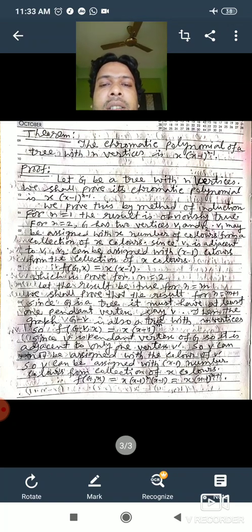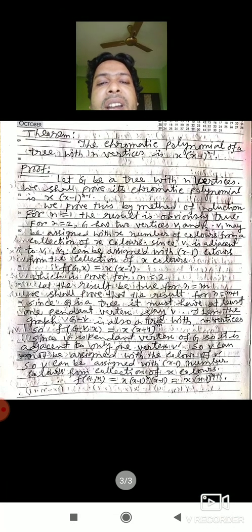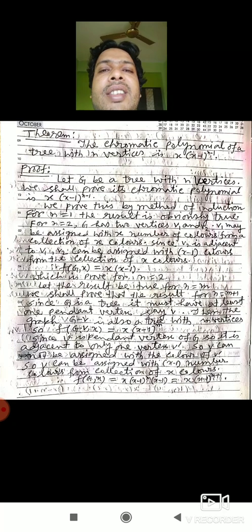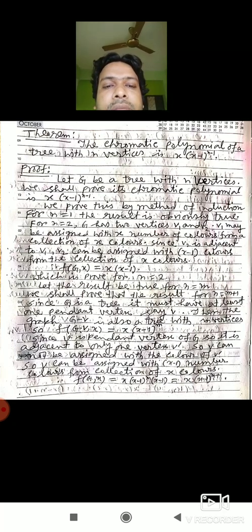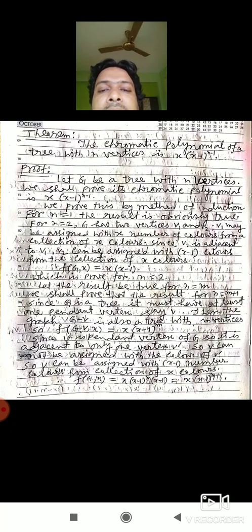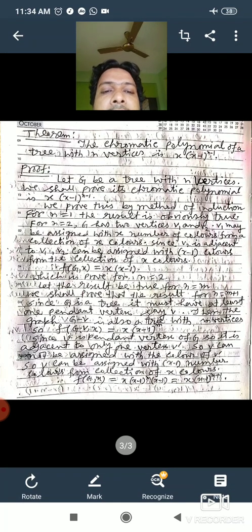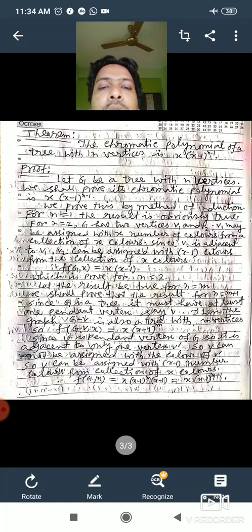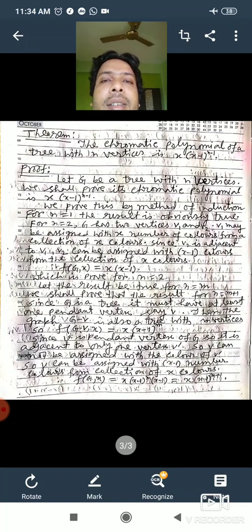Since G is a tree, it must have at least one pendant vertex. Pendant vertex means its degree is 1. Say v. Then the graph G minus v is also a tree with m vertices. So f(G minus v, x) equals x(x minus 1) whole to the power m-1. Since v is a pendant vertex of G, it is adjacent to only one vertex v dash.